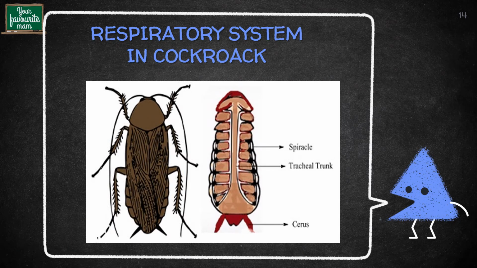Now let's talk about the respiratory system in cockroach. A cockroach has small openings on the side of its body. These openings are called spiracles. Insects like cockroach have a network of air tubes called trachea for gas exchange. So when they breathe, oxygen-rich air rushes through the spiracle into the trachea tube and then diffuses into the whole body, reaching every cell. Similarly, the carbon dioxide goes into the trachea tube and then moves out through the spiracles, completing the respiratory process.